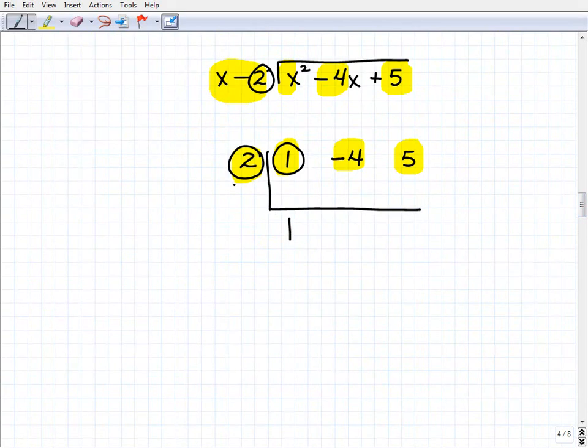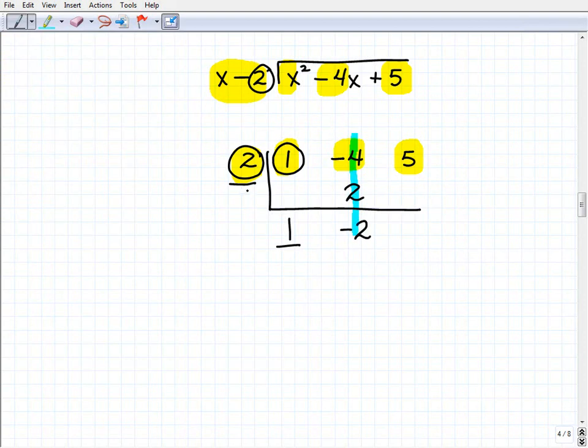And now you're going to go 2 times 1 is what? It's 2. You're going to write your answer in the next column. Then you're going to add down. So negative 4 plus 2 is what? It's negative 2.